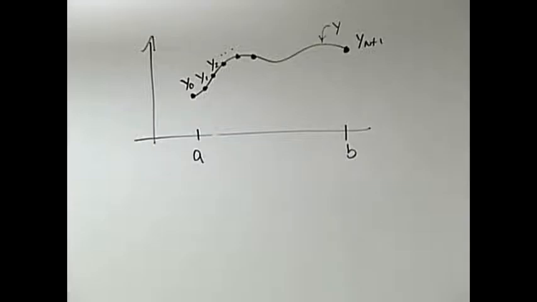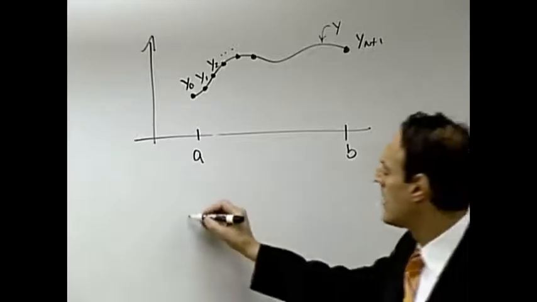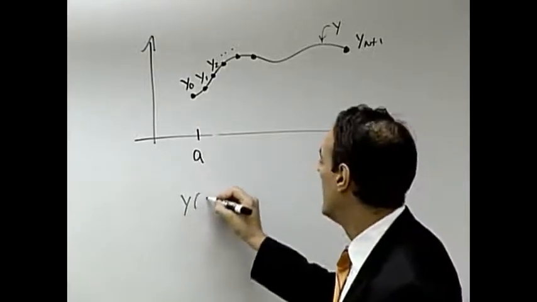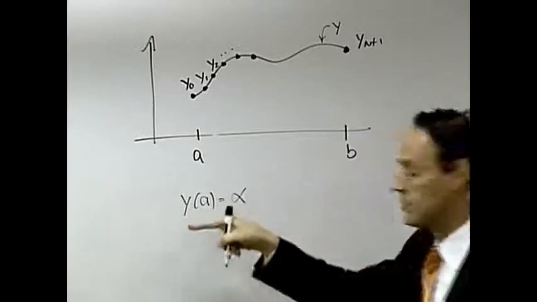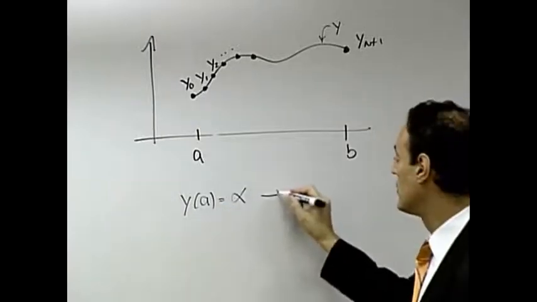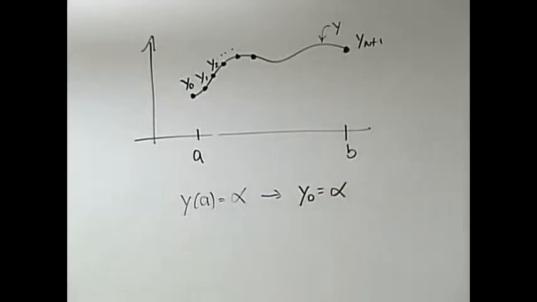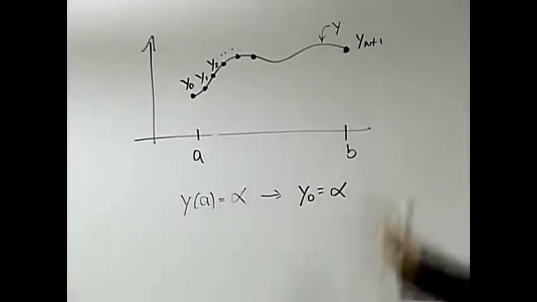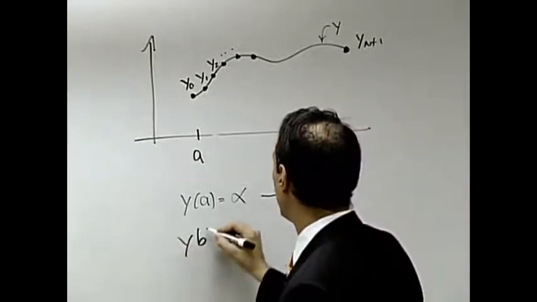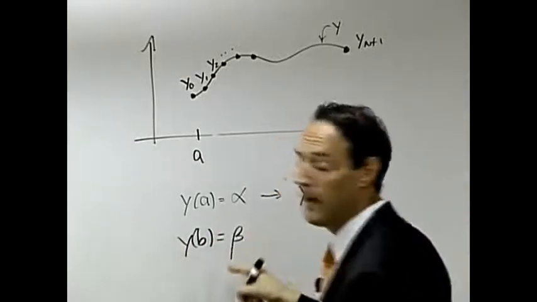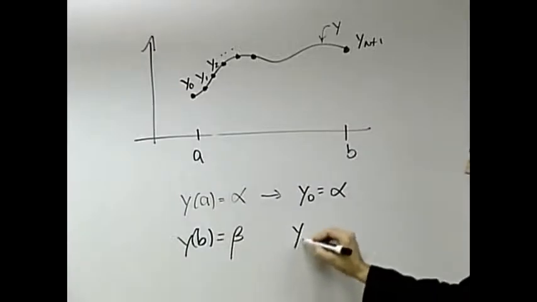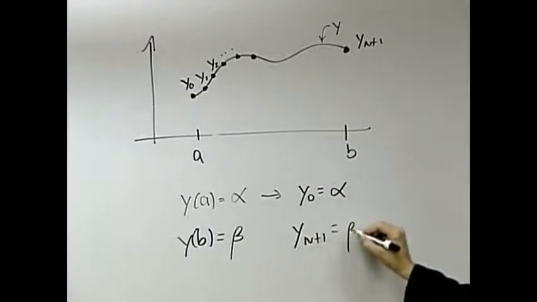By the way, what is Y0? That's my boundary. Don't I already know that? In fact, you do. Don't you have that Y of A is equal to alpha, in other words, on the left? And that translates to, when we discretize, Y0 is equal to alpha. And this one over here says Y of B on the other end is equal to beta. These are my boundary conditions. That's just Y of m plus 1 is equal to beta.